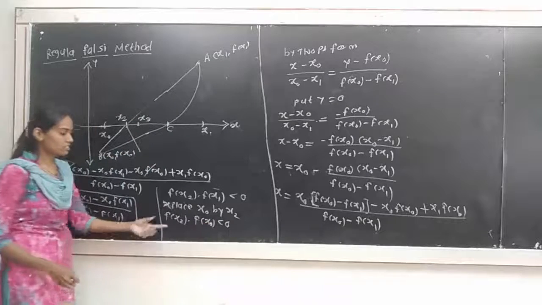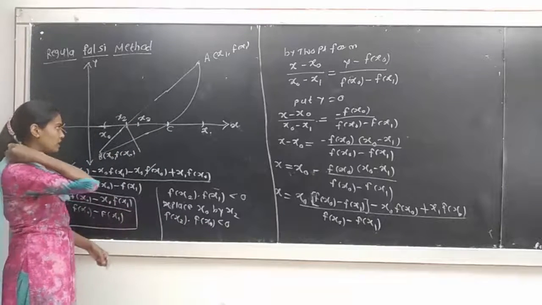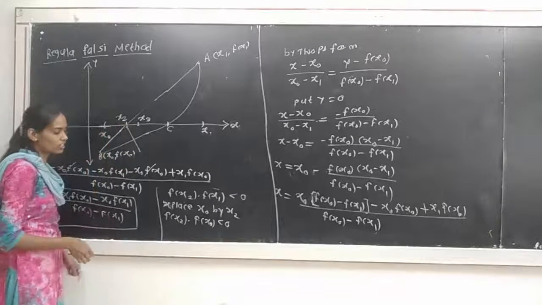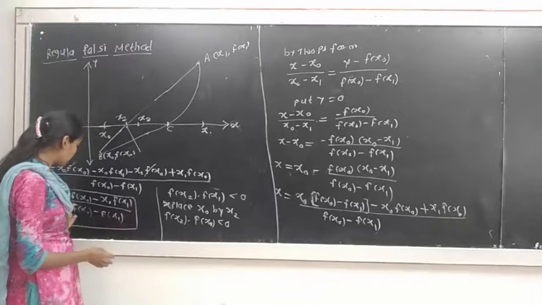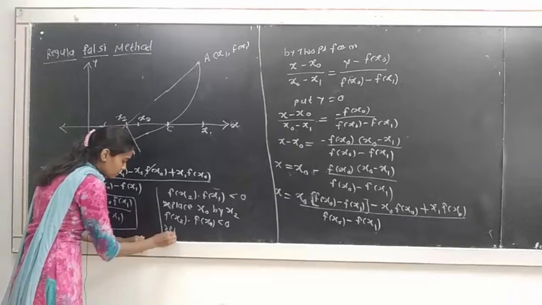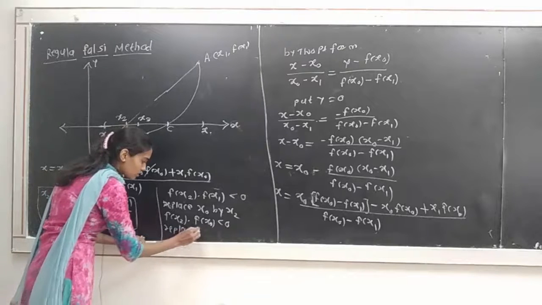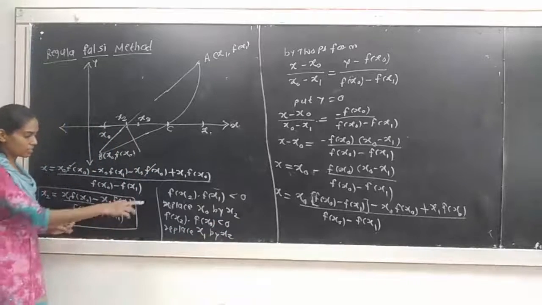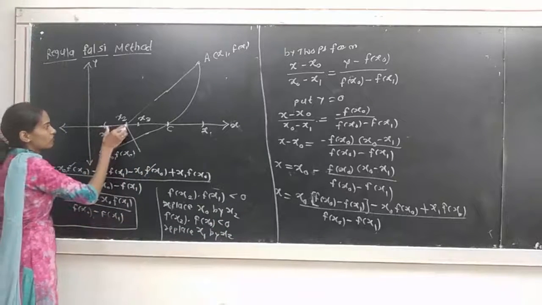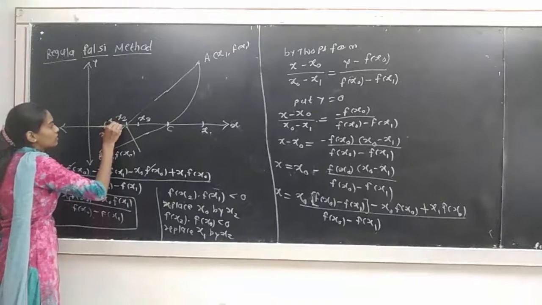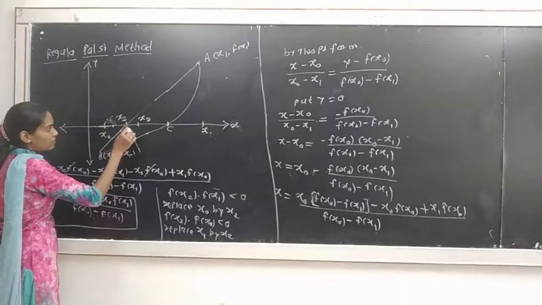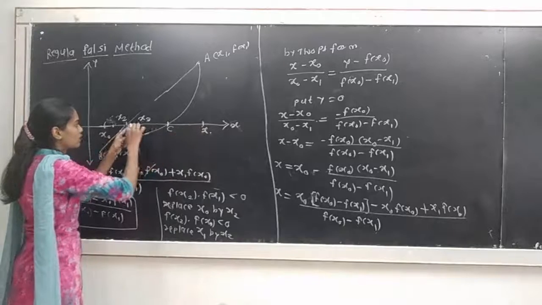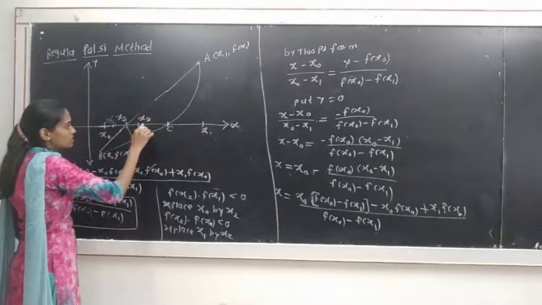less than 0, that is f of x2 and f of x0 are of opposite sign, then we get this interval x2 and x0. In that we have to get the next approximate root. Then in this formula, replace this x1 by x2, and we get the next approximate root x3. And if f of x2 and f of x1 is less than 0, then we get the next approximate root in that interval x2 x1, which is x3.